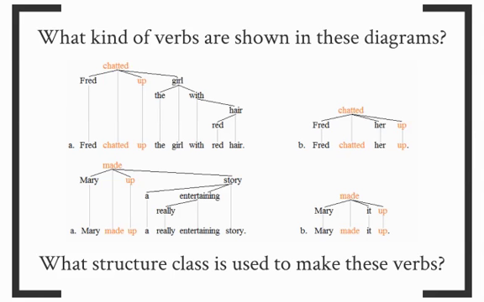Here we have some sentence diagrams. No, we haven't covered diagramming yet. Yes, we will. But I want you to look at these carefully. What kind of verbs are in orange here? And what structure class is used to make them? So we have chatted up, we have made up. And notice that this verb can sort of be split.